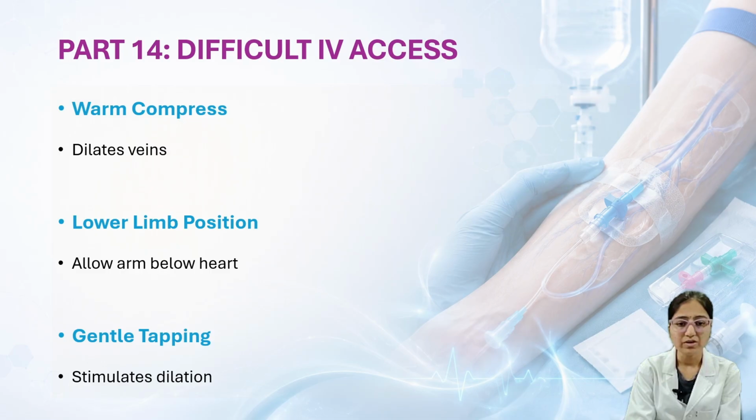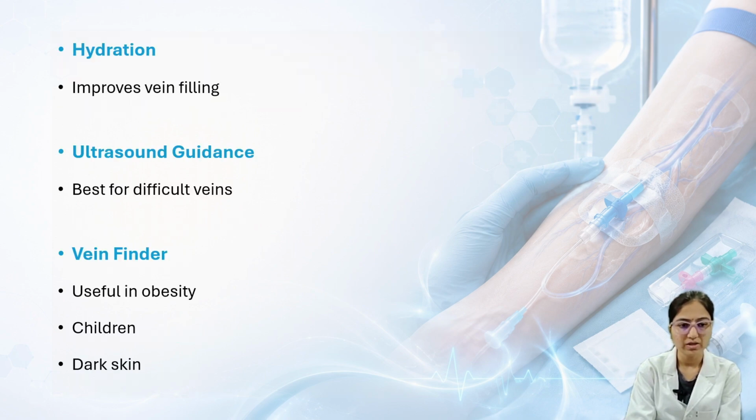Next, difficult IV access. A warm compress dilates veins. Lower the limb position, allowing the arm below the heart. Gentle tapping stimulates dilation. Hydration improves vein filling. Ultrasound guidance is best for difficult veins. A vein finder is useful in obesity, in children, and in the case of dark skin.